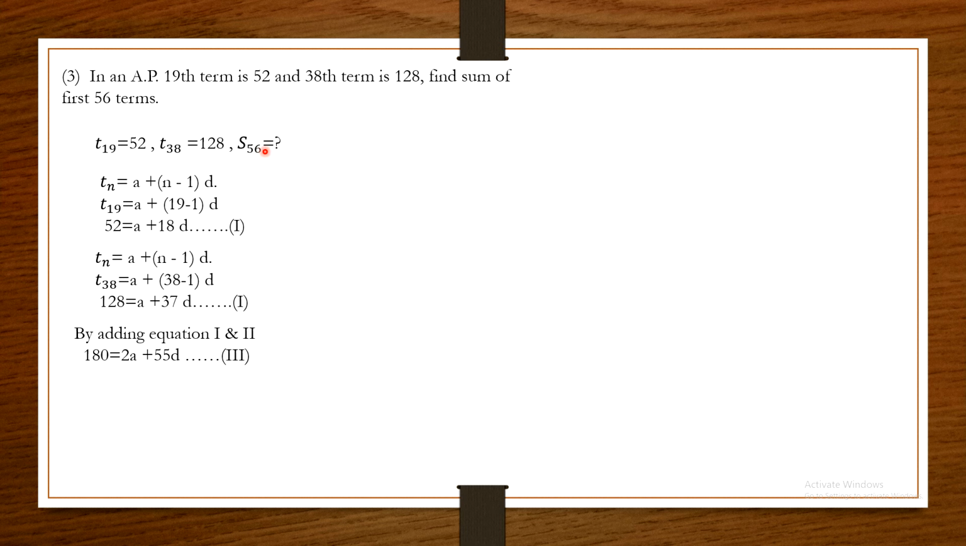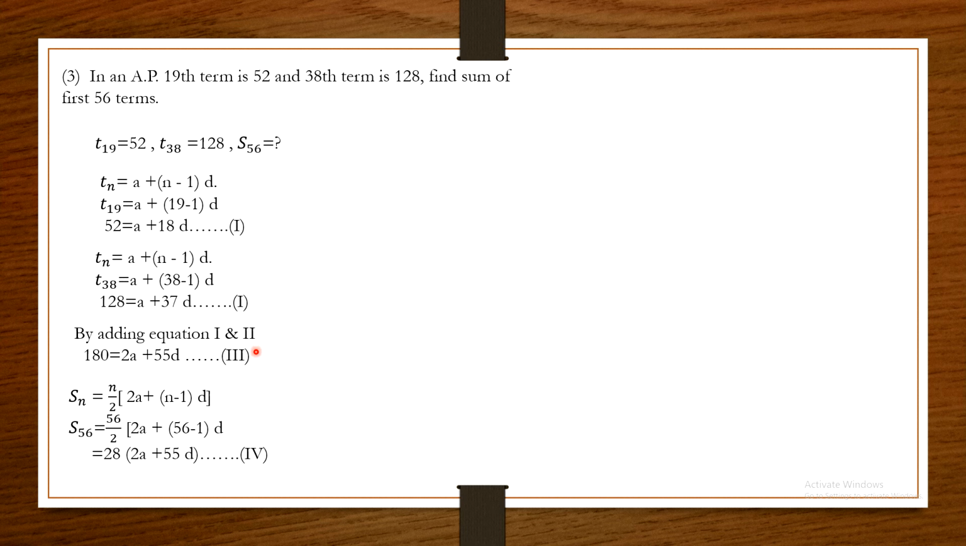Now let's go for S56. We know that the formula for Sn equal to n by 2 into (2A plus (n minus 1)D). So the value of n is 56. We will get S56 equal to 56 upon 2 into (2A plus (56 minus 1)D). So we will get 28 into (2A plus 55D). This is the fourth equation.